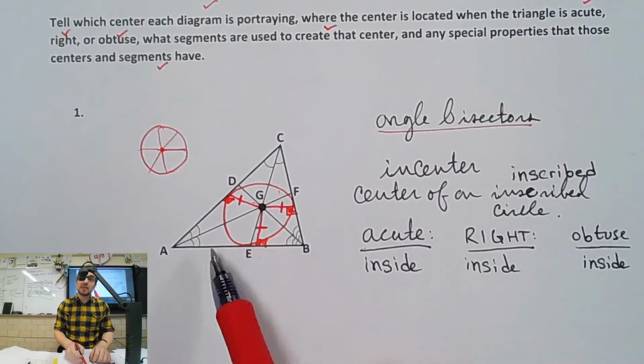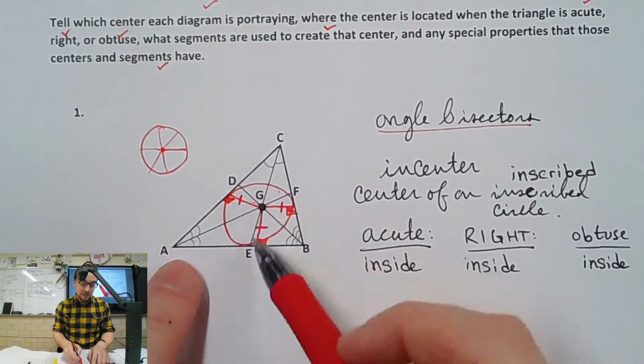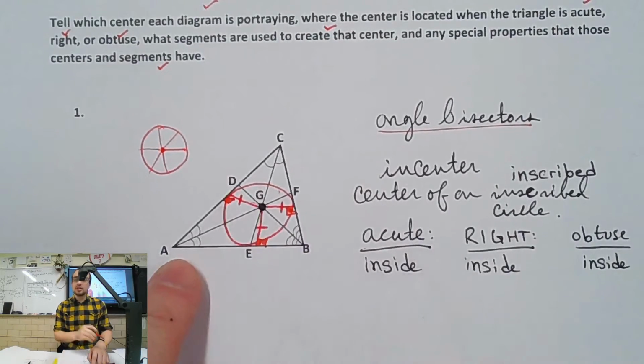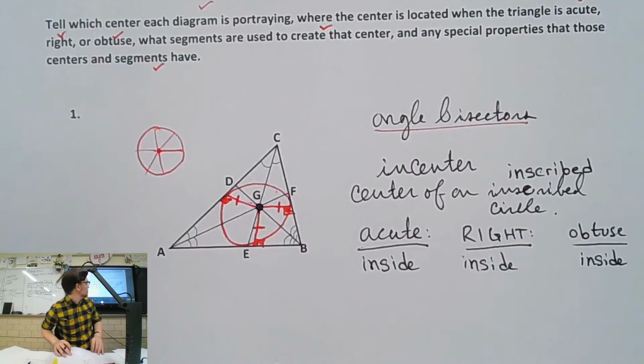So angle bisectors, how do I know it's angle bisectors? Well, it's bisecting the angles, right? Now, if I do that, it's always going to be in the middle. So I've got an internal circle in center, right? Incenter, inscribed circle. Circles are always the same distance to the outside. Let's look at number 2.